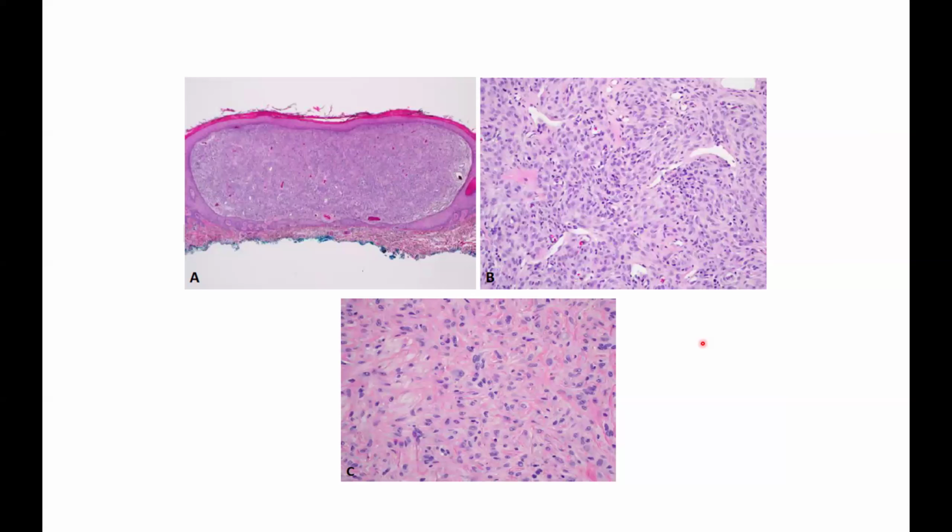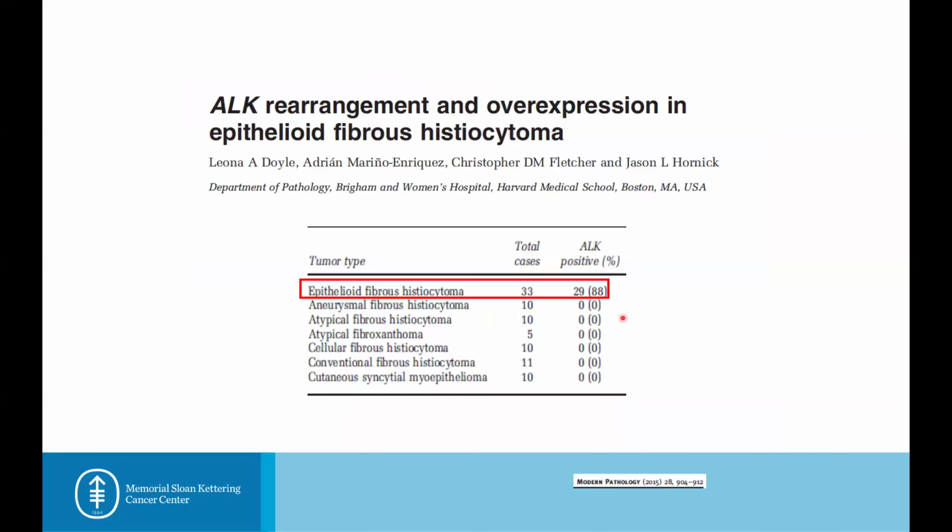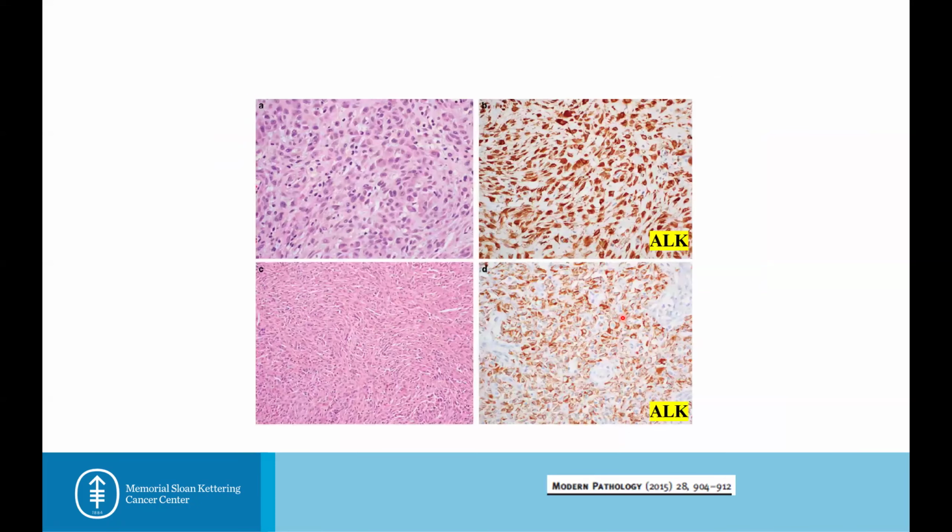And ALK, of course, is a promiscuous gene. This is a classic case of epithelioid fibrous histiocytoma with these epithelioid cells in red. We now know that the great majority of them have ALK rearrangements, and this is being shown at the protein expression level, with diffuse protein positivity.